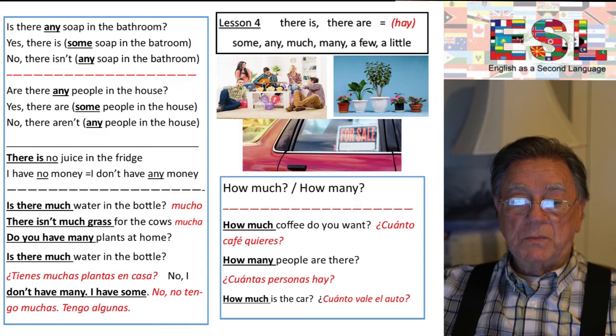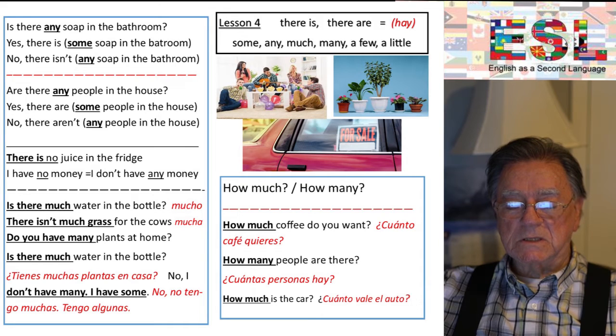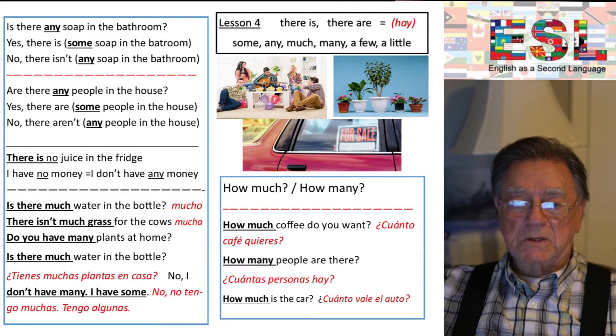Is there any soap in the bathroom? The question is any soap, and then the answer changes a little bit. Yes, there is some soap in the bathroom. Or any answer in the negative, no, there isn't any soap in the bathroom.